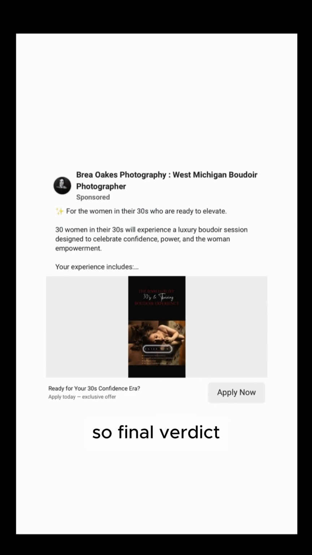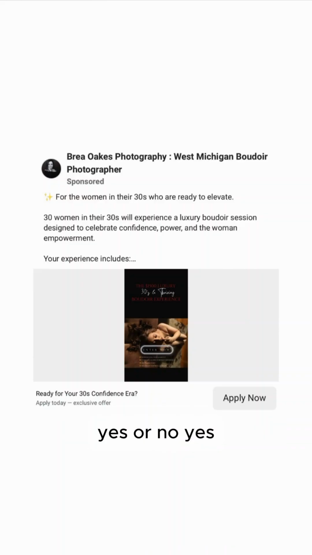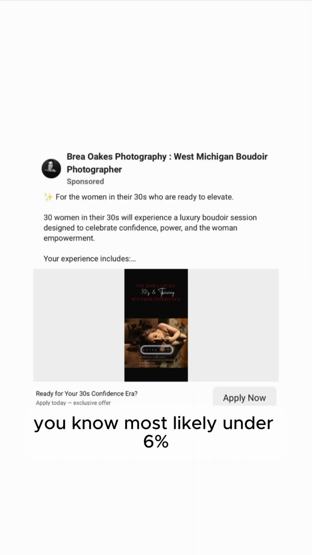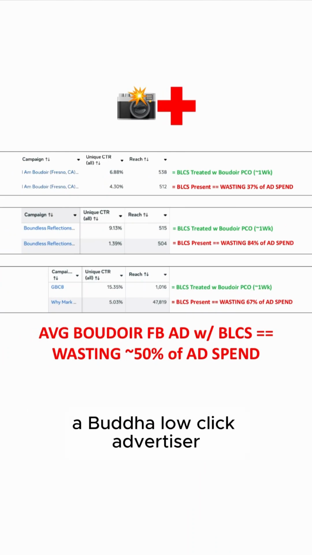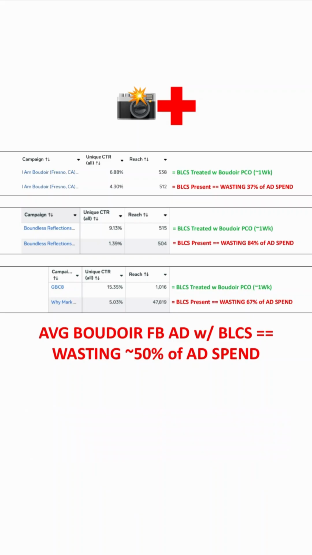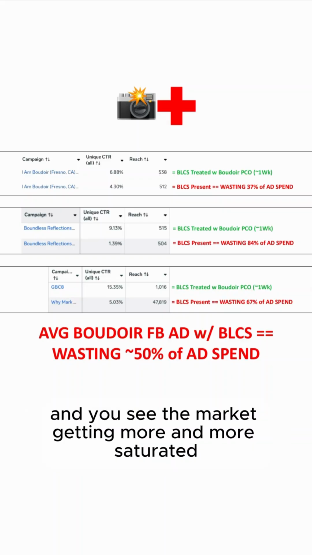So final verdict. Do we believe this Boudoir Facebook ad has BLCS, yes or no? Yes, I do believe it does have BLCS, Boudoir low click syndrome, and its unique CTR is most likely under 6%. So if you're a BLCA with BLCS, a Boudoir low click advertiser with Boudoir low click syndrome, with the unique CTR of your Boudoir Facebook ads under 6%, and you're spending more than 10 grand a month on Boudoir Facebook ads, and you see the market getting more and more saturated.